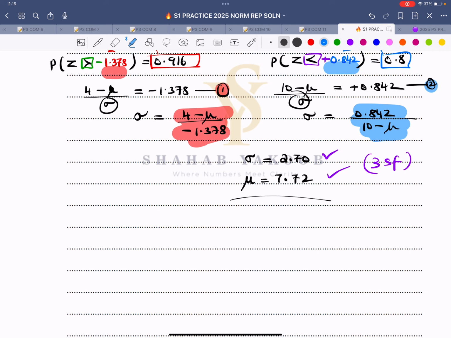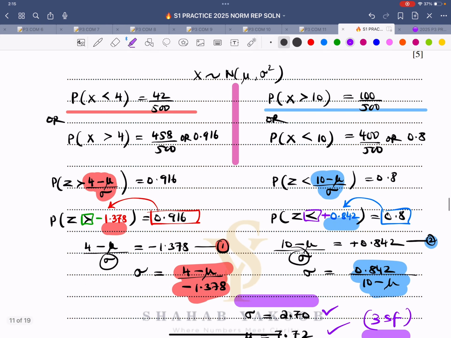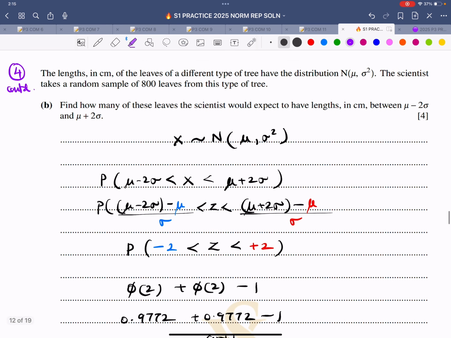I find the value of mu. I find the value of sigma. Take care of the accuracy: 3 significant figures. That's how this question is done and dusted. Not over yet. There is a second part.